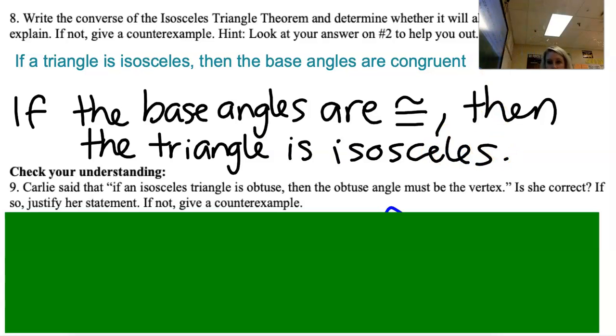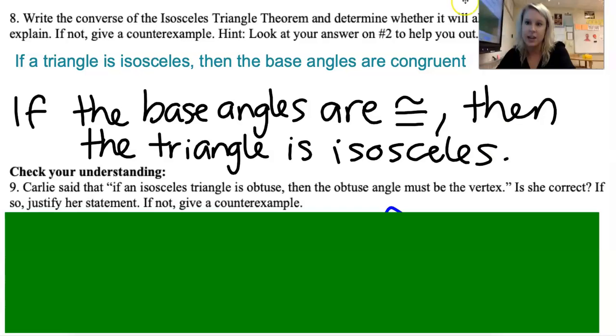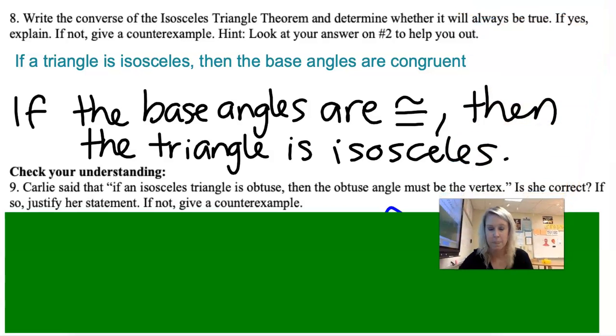Okay? So again, a converse is just saying it backwards. First we said if a triangle is isosceles, then the base angles are congruent. The converse of that is if the base angles are congruent, then the triangle is isosceles, and yes, that is always true. So the converse is always true.